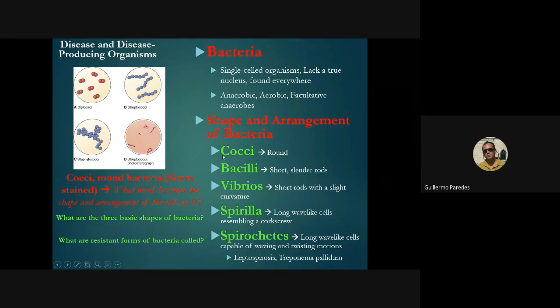Cocci means round, like coccus, like coconuts, round. Bacilli, like a capsule, are going to be like rods. Vibrio, like a comma. When you put a comma in your writing, that is the shape of some bacteria. Spirilla is going to be like a corkscrew. Spirochetes are going to be these long wave-like shapes, not totally like a corkscrew. So there are different shapes of bacteria.